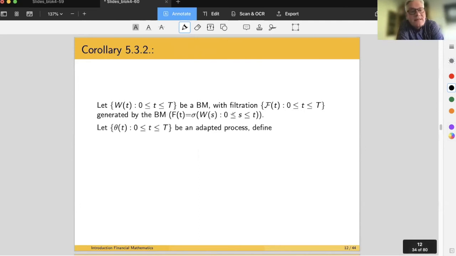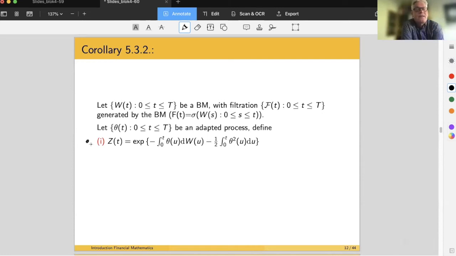Then let theta_t be an adapted process, and then we define it as follows, of course. So we have the following properties. We define Z_t as e to the power minus the integral from 0 to t theta_u dW_u minus 1/2 the integral from 0 to t theta squared du. Again, assuming that all these integrals exist. And we have, moreover, we name Z equal to Z at capital T.